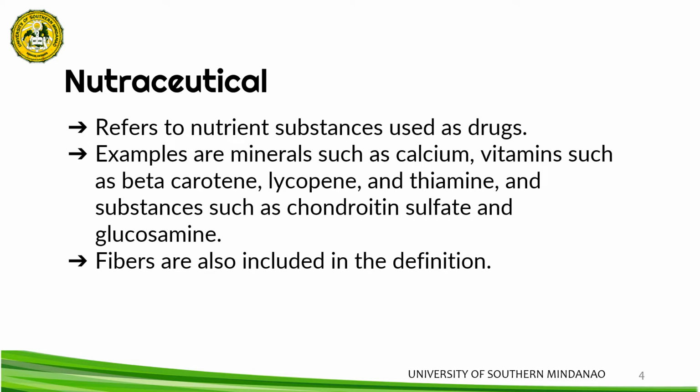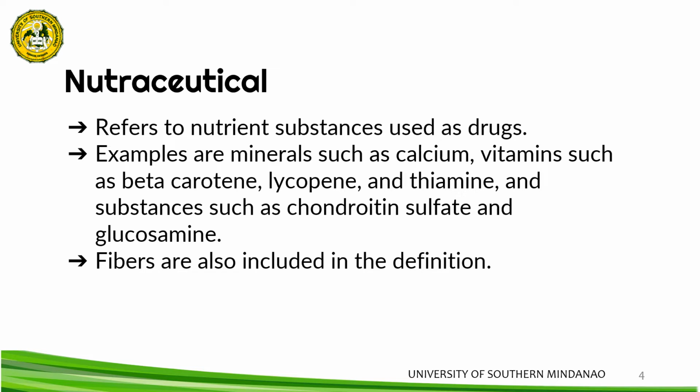So examples of nutraceuticals are minerals such as calcium. We also have vitamins such as beta-carotene, lycopene and thiamine, and substances such as chondroitin sulfate and glucosamine. So nutraceuticals generally are derived from plant, animal, and mineral sources.